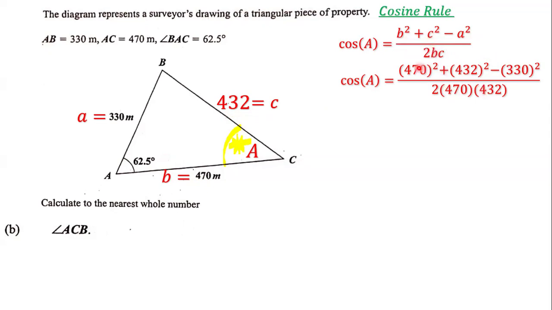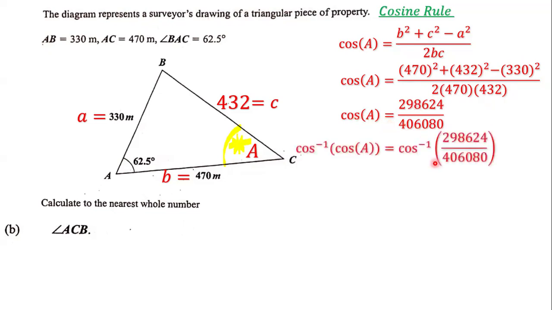Next, after we substitute, we have to compute. So we have to figure out what is the numerical value of our numerator. What does it equal when we actually perform the operations? When we evaluate the top, we get 298,624. And when we multiply the numbers at the bottom, we get 406,080. And so we have cosine of A is equal to this fraction.